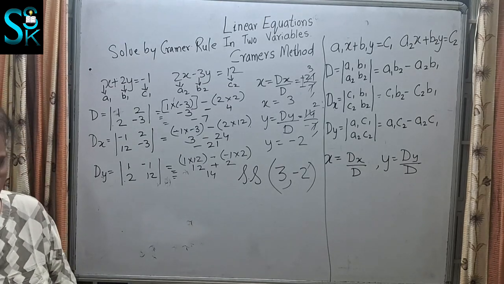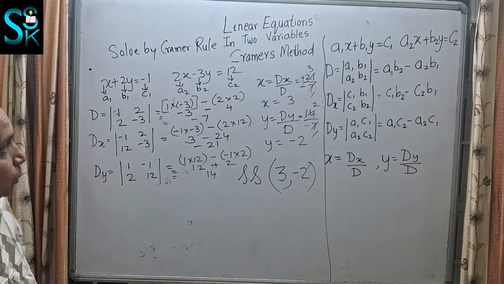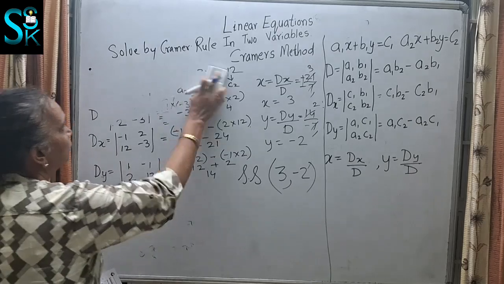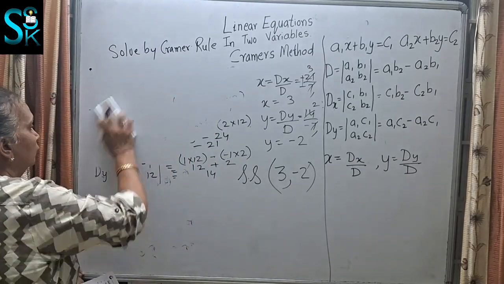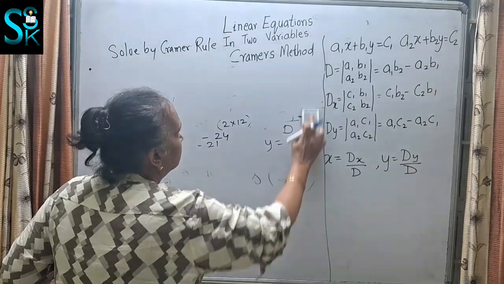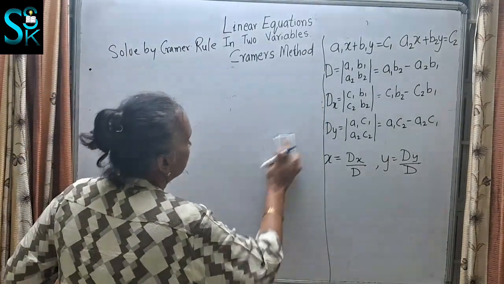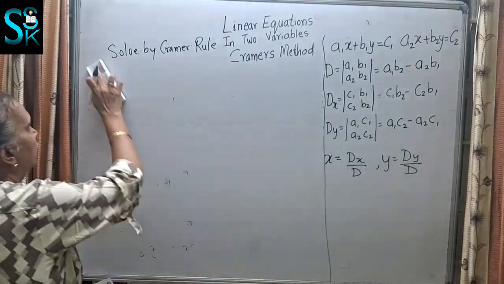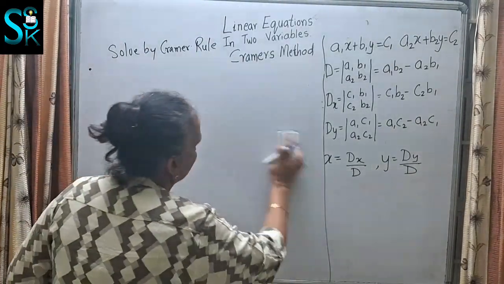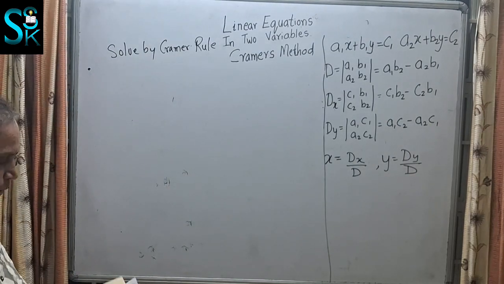Okay, I'll take one more sum and Cramer's method will be over for the day. Again I am telling you, you should remember this. Just substitute the values and keep on simplifying with proper multiplication and addition properties. Now we will take one more sum.